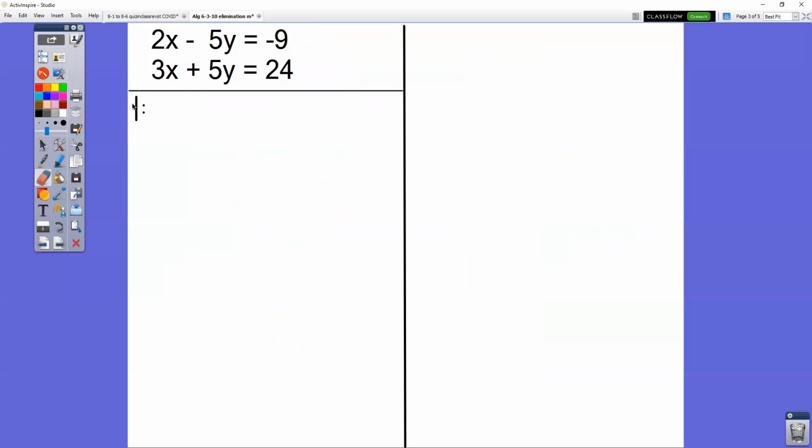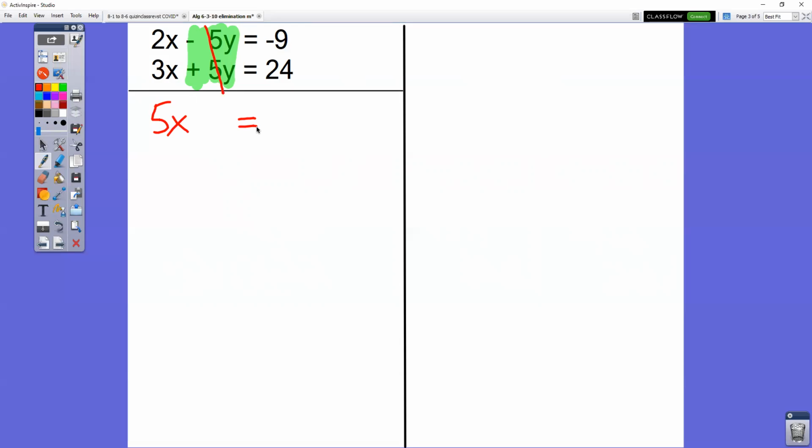Taking a look at the next one. So in this next one, you have opposites here, this time with your y's. Notice that we have a -5y and we have a positive 5y. So those are your opposites in this question. Your first step is to add going down. So when we add going down, we have 2x plus 3x. 2x plus 3x is 5x. When we add going down, those cancel out. That's why it's called the elimination method. We eliminated the y's.